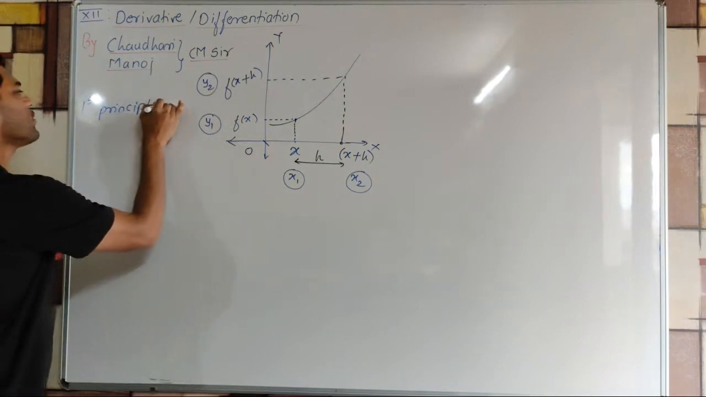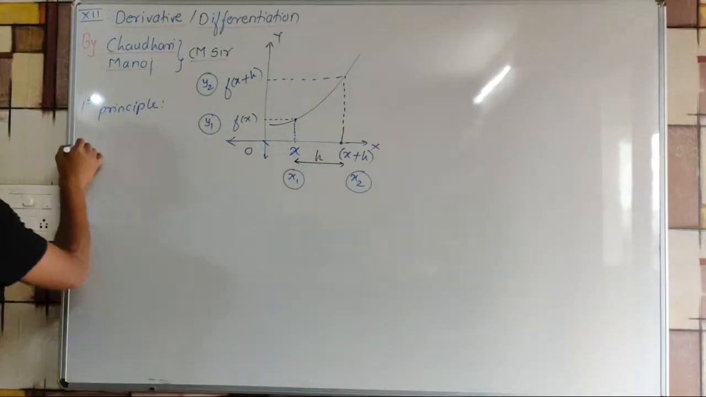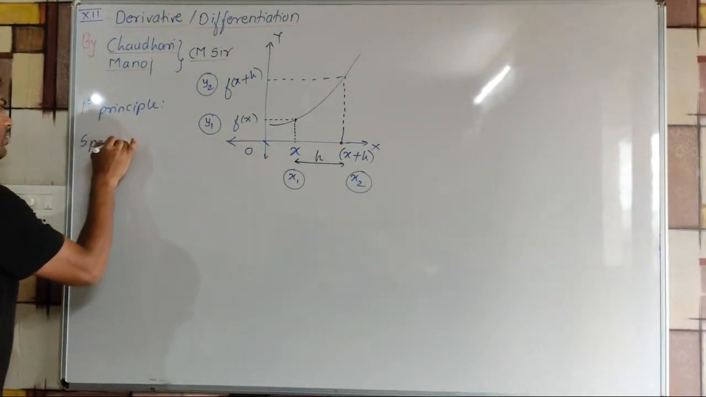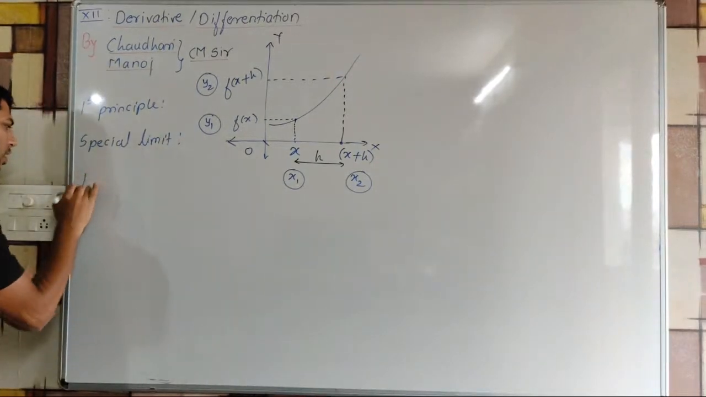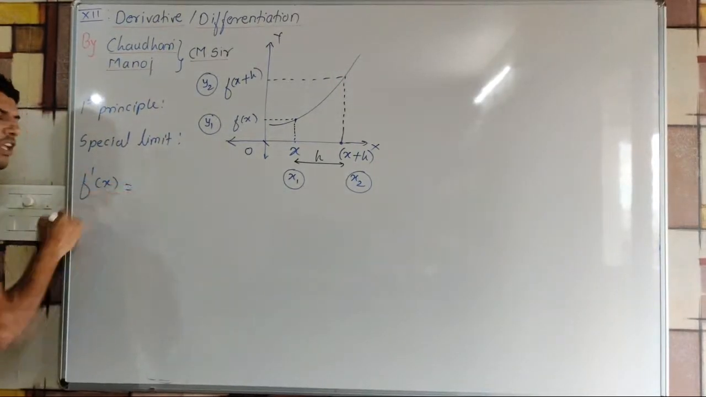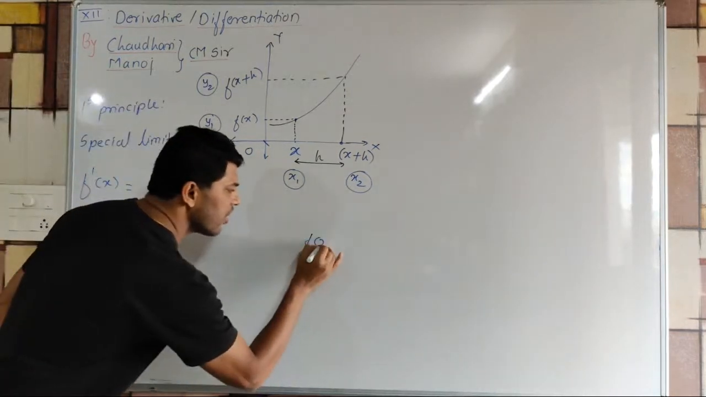So what is the first principle? First principle is actually a special limit. That special limit is called derivative. And the symbol for the derivative is f dash of x. Symbol for the function is f of x.